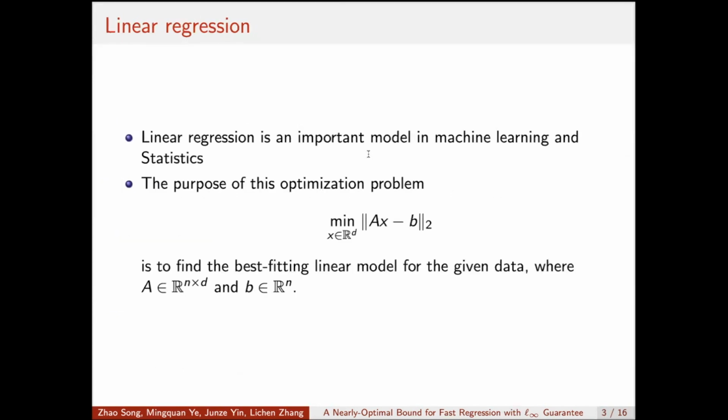Linear regression is an important model in machine learning and statistics. The purpose is to find the minimum of the L2 norm of AX minus B, where A is a matrix, and X and B are two vectors. By minimizing this L2 norm, we can find the vector X that results in the smallest possible discrepancy between the predicted value and the actual observed value.